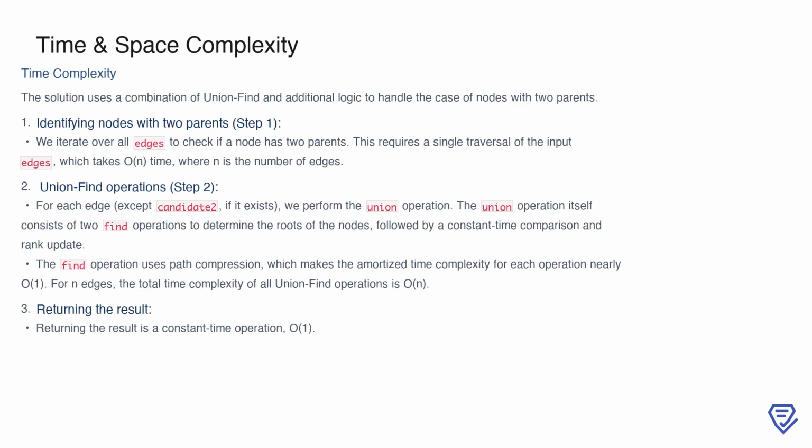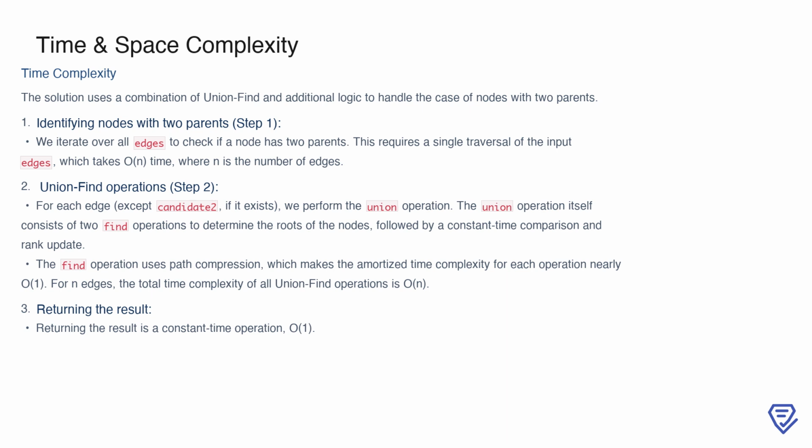To analyze the time complexity of our solution, we consider the main steps of the algorithm. First, we identify nodes with two parents by iterating over all the edges. This requires just one pass through the input, where each edge is checked once, resulting in O(n) time complexity. Next, we perform union find operations for the edges, excluding the second candidate edge if it exists. Each union operation involves two find operations, which use path compression to make them nearly constant time, O(1) in practice. Since there are n edges, the total time for all union find operations is O(n). Finally, returning the result is a simple constant time operation, O(1).